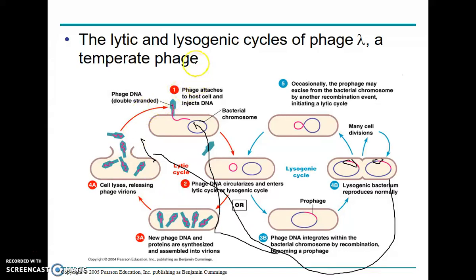Okay, but the point to know is that in the lysogenic cycle, if the virus is doing a lysogenic cycle, it doesn't make more baby viruses. It just inserts its viral DNA into the bacterium cell, and it stays there until it's ready to enter the lytic cycle.